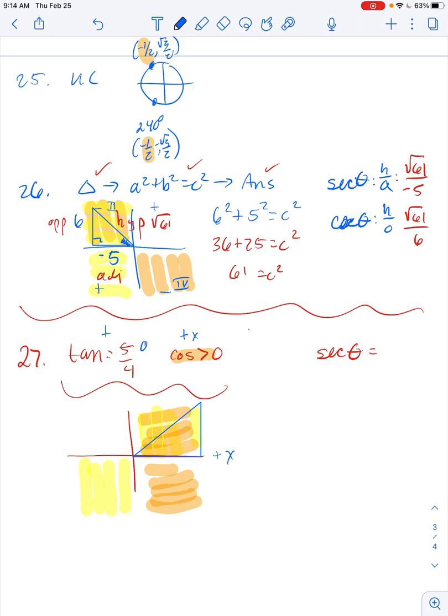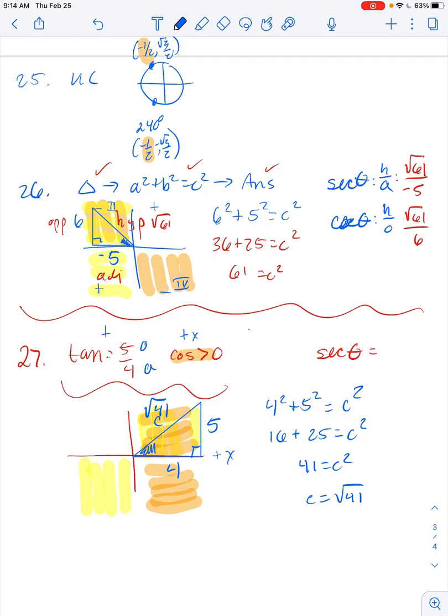Now tangent, opposite over adjacent. I always use the angle that's by the origin. So opposite over adjacent, neither one is negative in that quadrant. Now I move on to finding that c or hypotenuse. So 16 plus 25, and so that's going to turn into 41. So C is root 41.